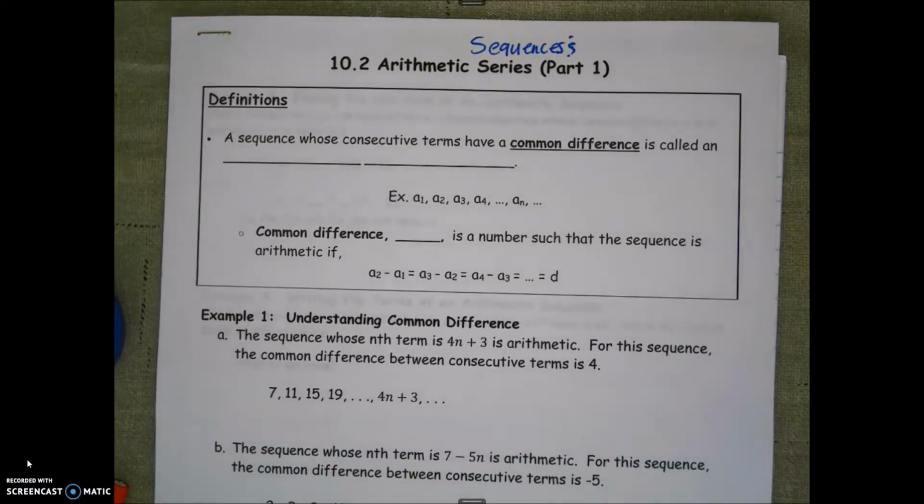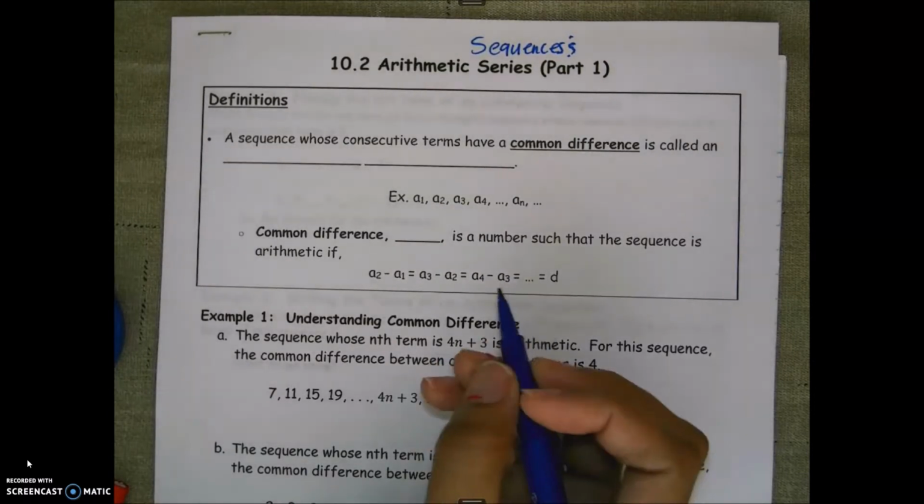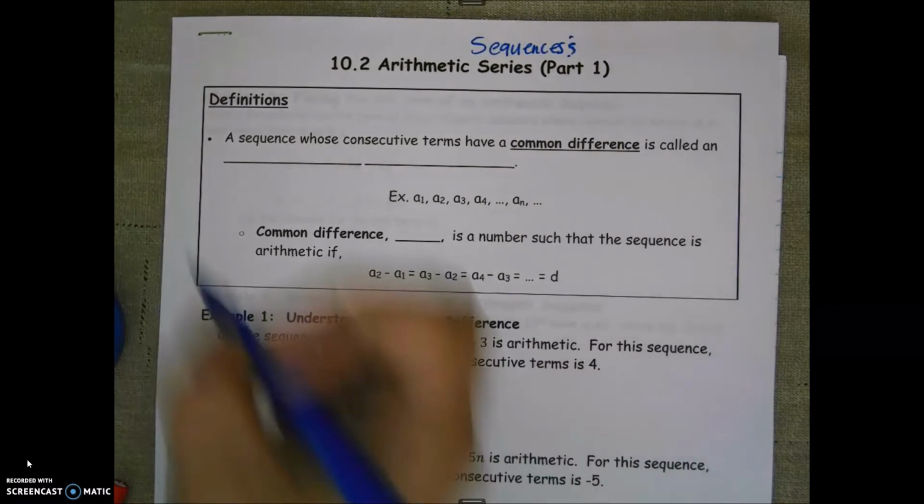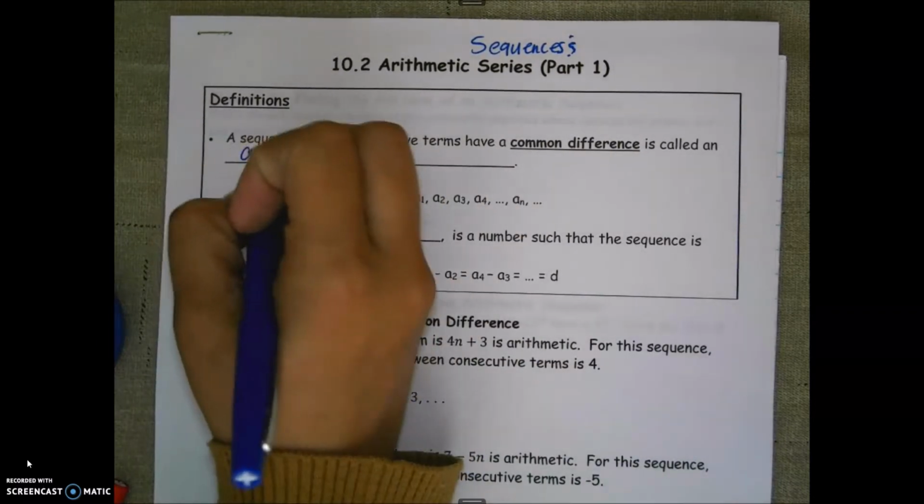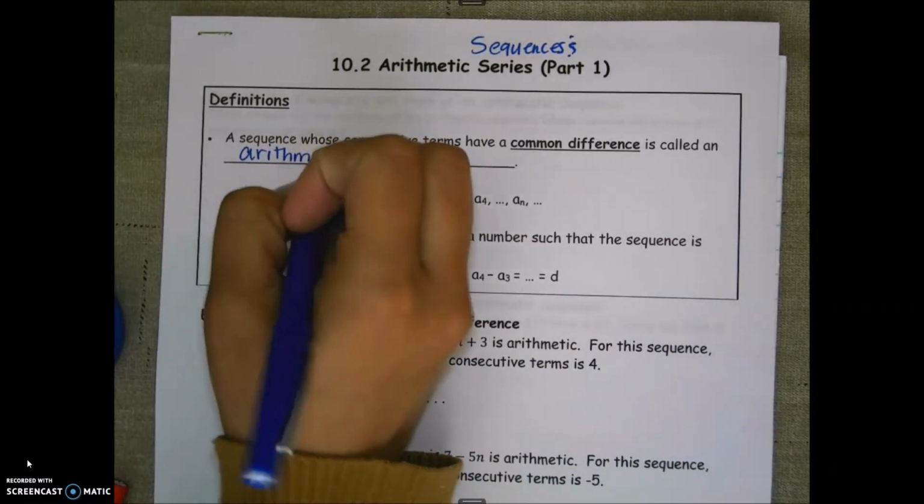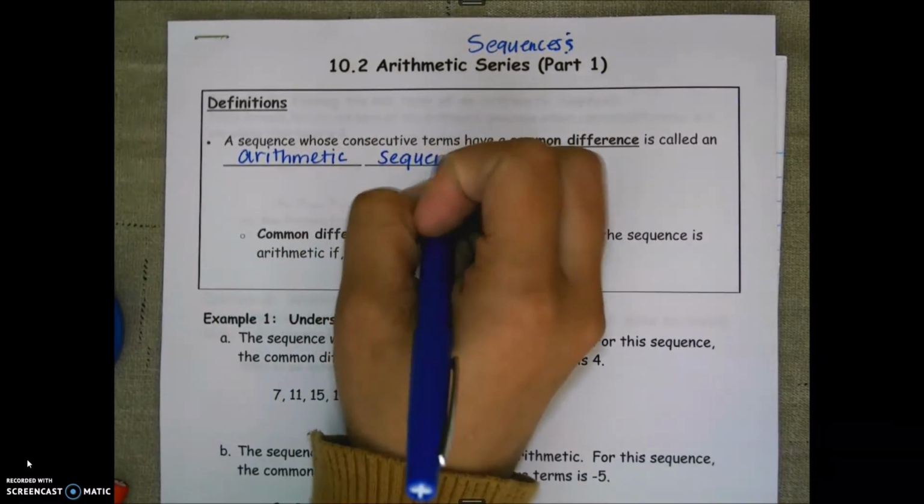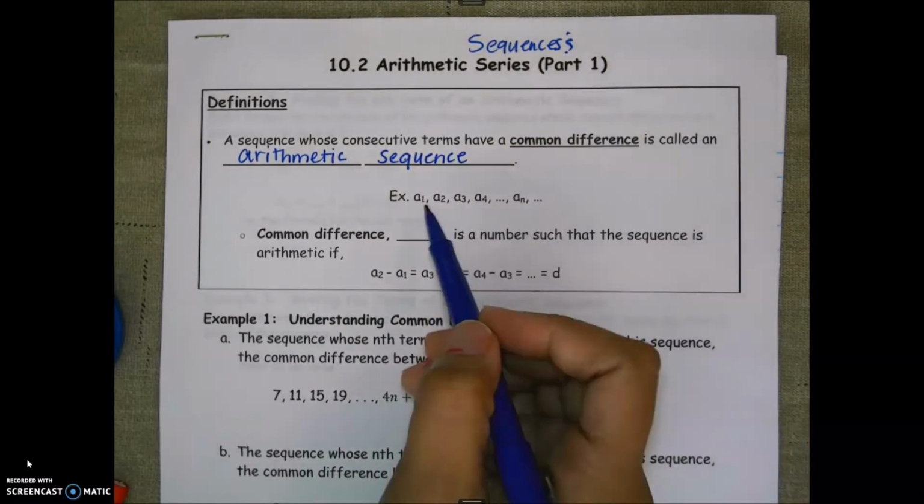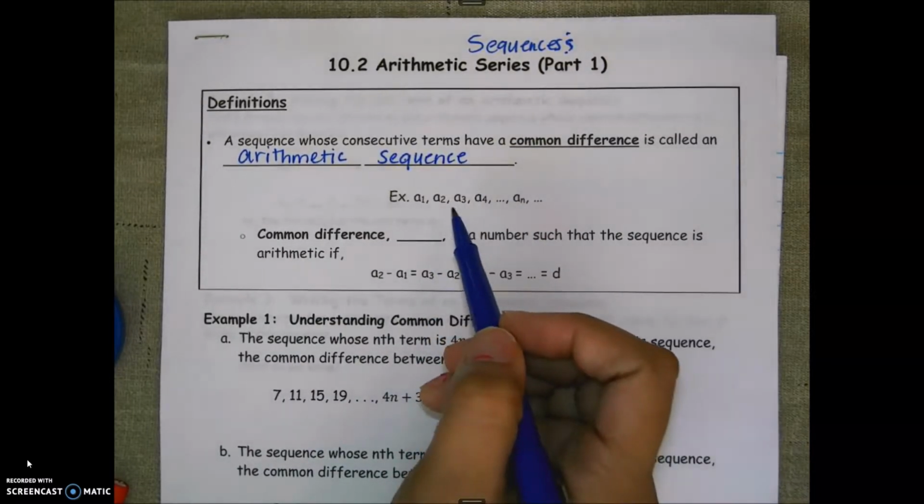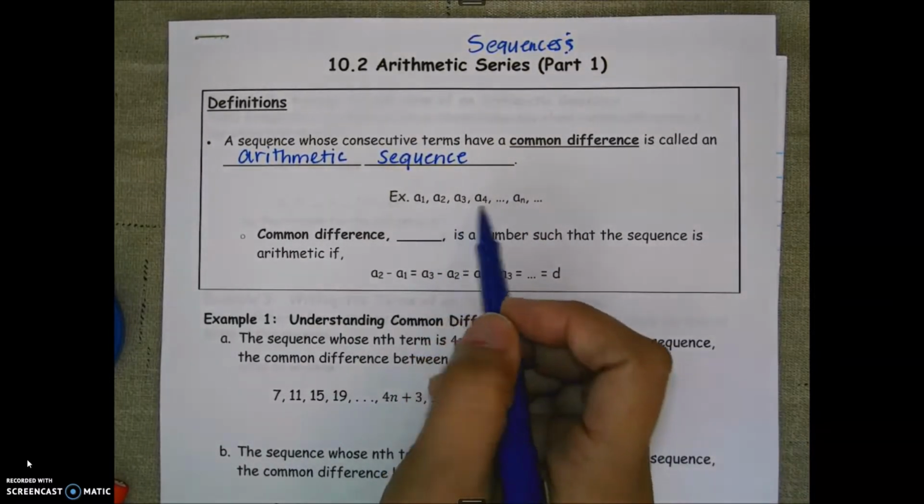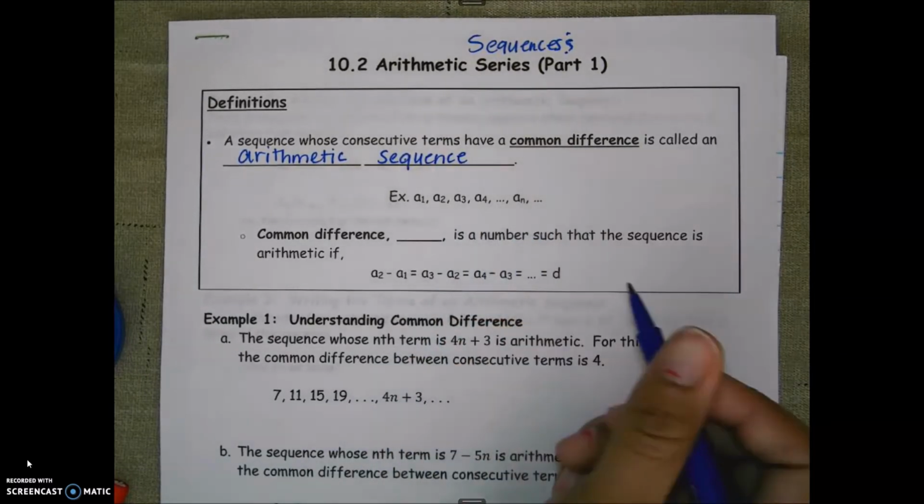Week 3 of our online distance learning, and this week we're going to be covering 10.2 arithmetic sequences and series. All right, so a sequence whose consecutive terms have a common difference is called an arithmetic sequence. Consecutive terms means that they go in order, one term right after the other: a1, a2, a3, a4, all the way to an, and it continues on.